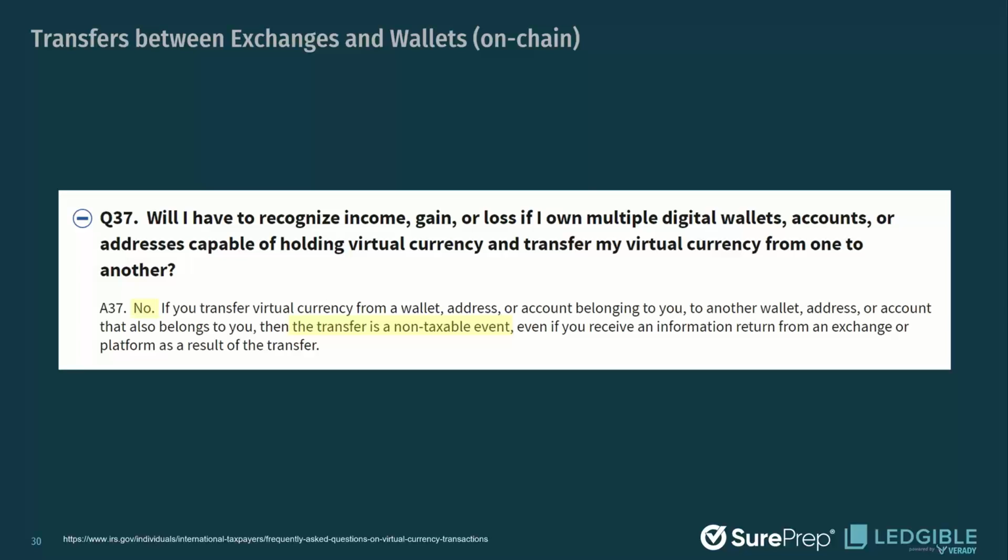So what's key though is that if you have multiple digital wallets or accounts, none of those type of transfers are considered to be taxable events. It's no different than me moving money between my savings account into my checking account or from a savings account into a brokerage account. That's not considered to be a taxable event.